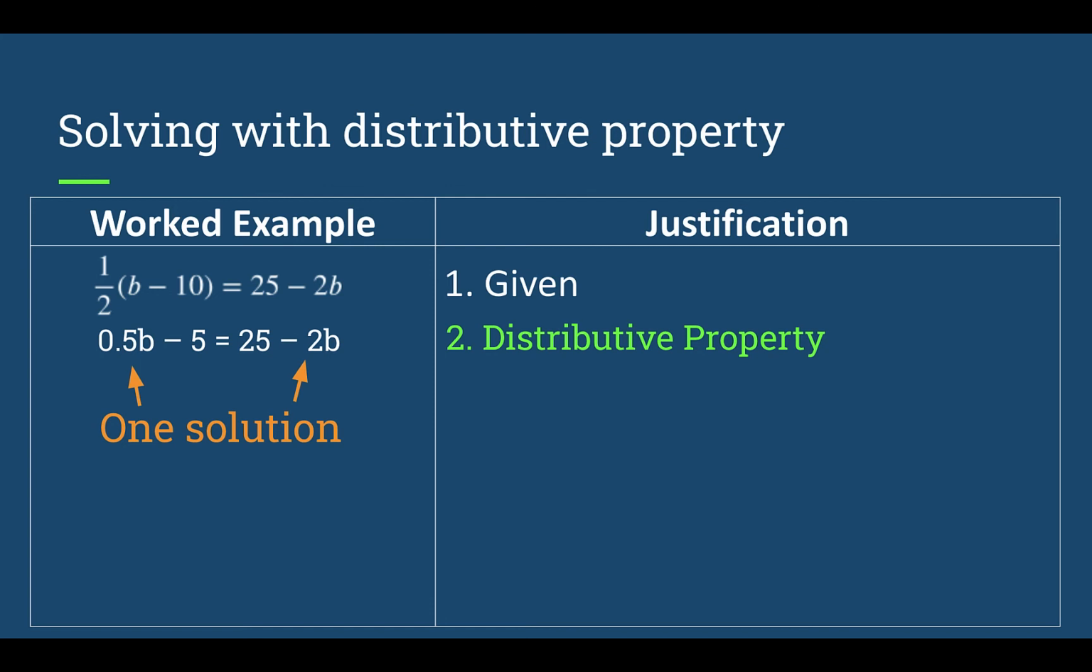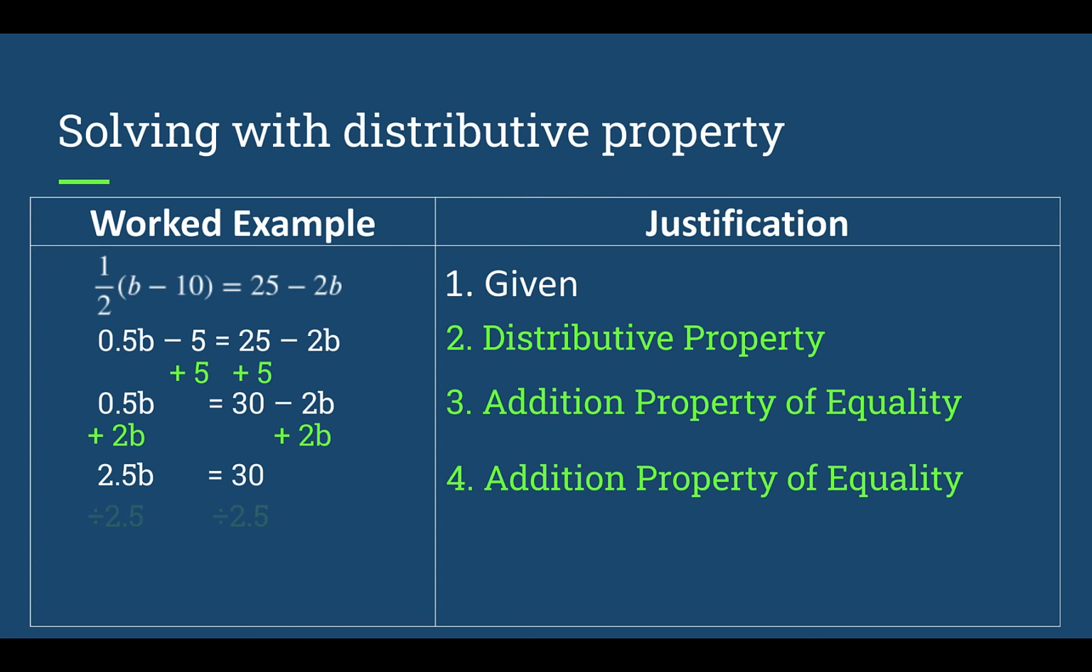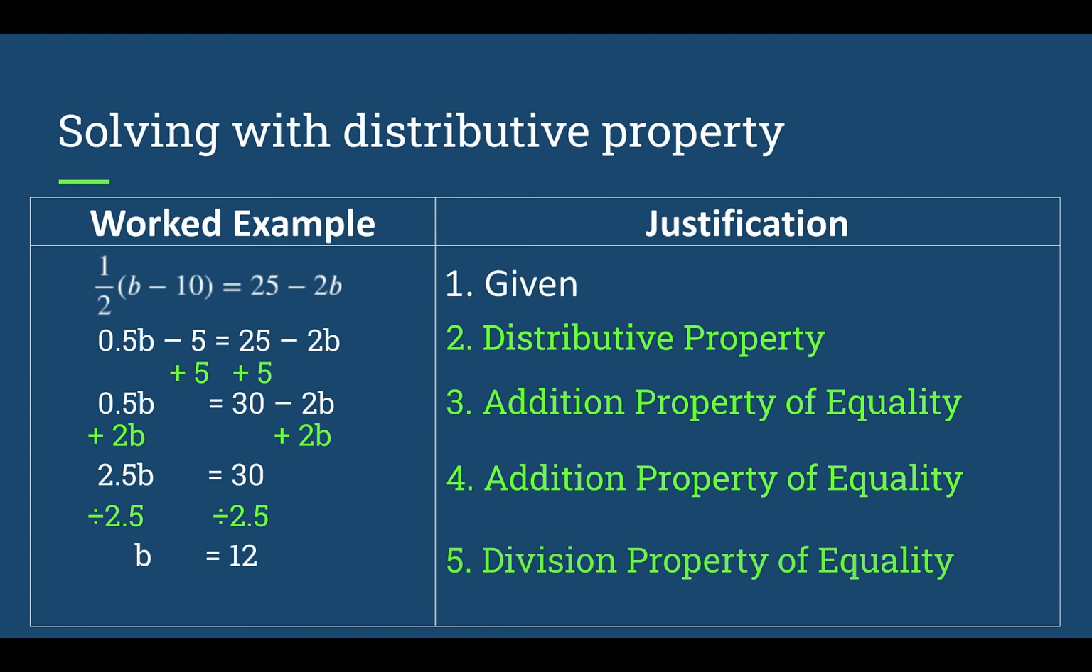There's one solution. 0.5 is not the same as -2. So I'm going to continue going through and solving. I could add 5 to both sides to get rid of it on the left. I use the addition property to do so. I could add 2b to get rid of the 2b on the right. Again, I use the addition property to do so. Finally, I can divide and find that b equals 12.